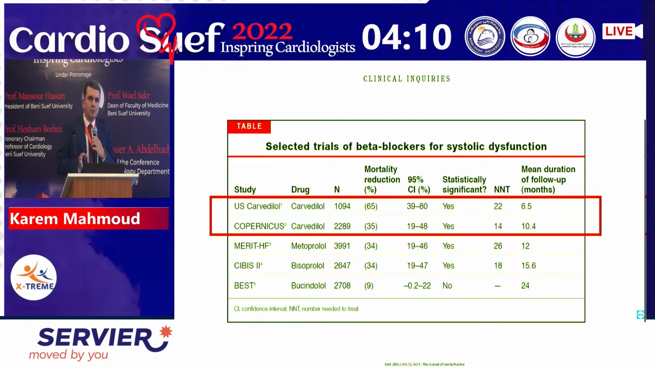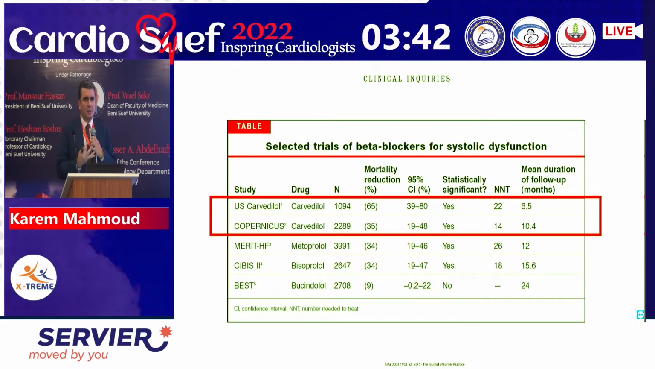As we all know, احنا عندنا في multiple beta blockers that can be given in heart failure patients. أهمهم هم الكارفيدولول, الميتوبرولول, and bisoprolol. One of the most studied drugs هو الكارفيدولول. والكارفيدولول زي ما احنا شايفين هنا studied in the two trial هما اليو اس كارفيدولول and كوبرنيكاس trial. في واحده فيهم زي ما احنا شايفين المورتاليتي ريدكشن كانت approaching 65%، الثانيه كانت 35%.